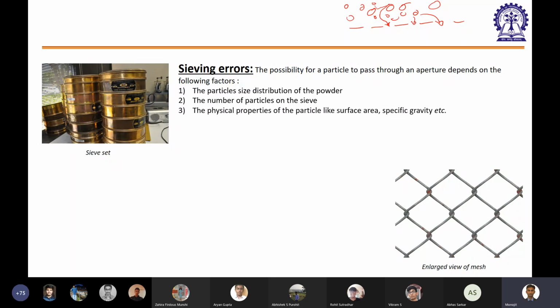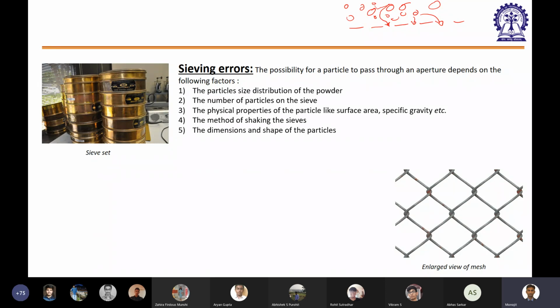The physical property of the particle, like surface area, specific gravity, is one of the reasons. If it is very sticky or very heavy, or if it is a mixture of particles, you can have different particles made of different materials. So a heavy particle can directly go and stick on the bottom of the screen. The method of shaking the sieves, obviously, if it is not uniformly shaken, it might cause error.